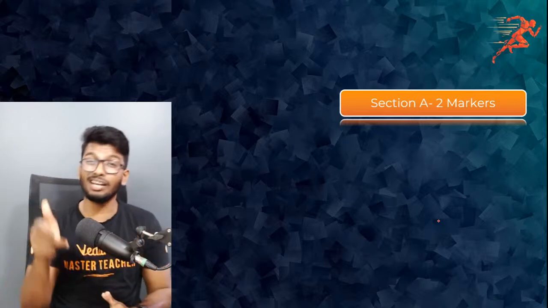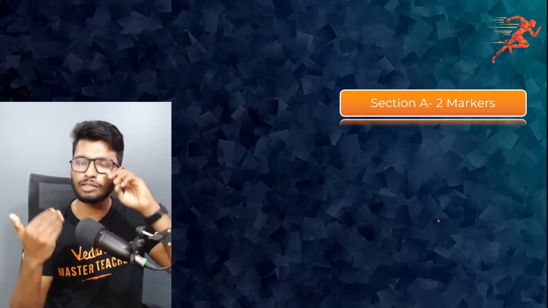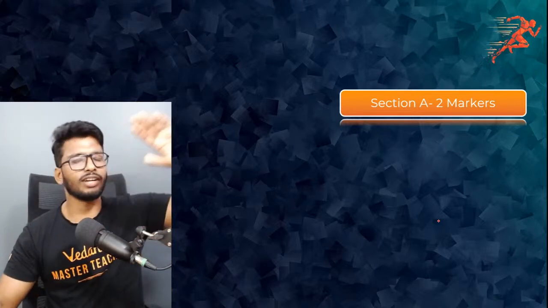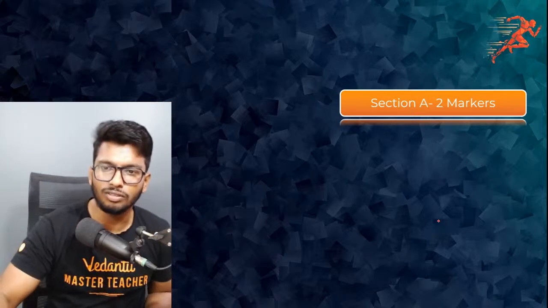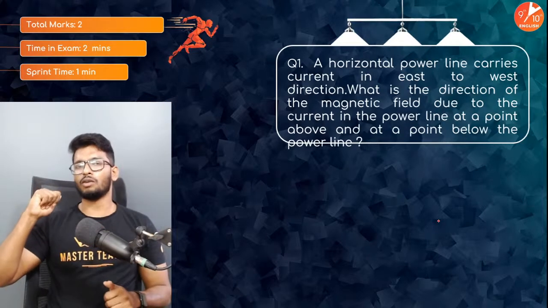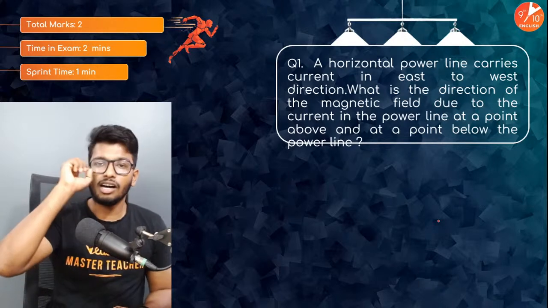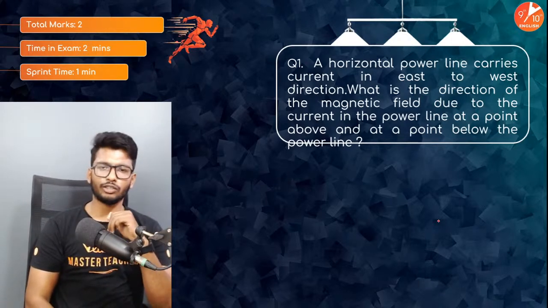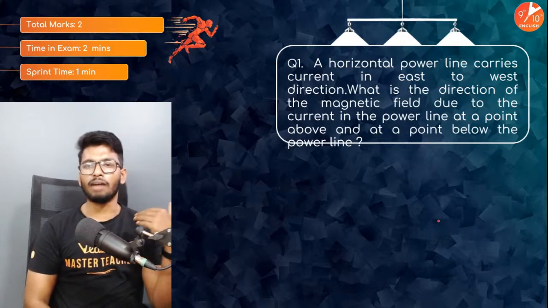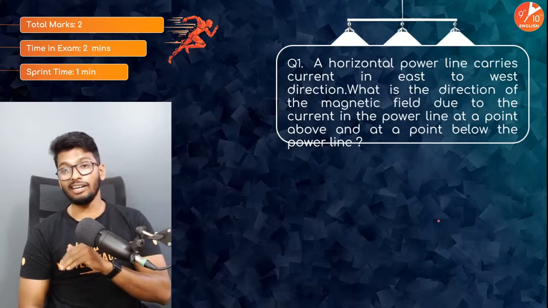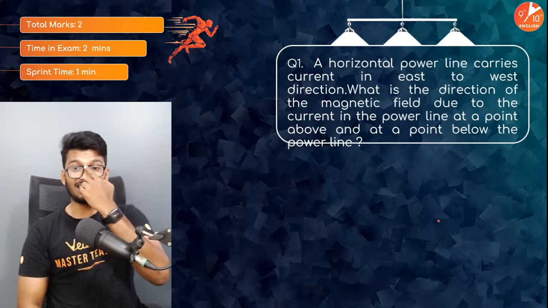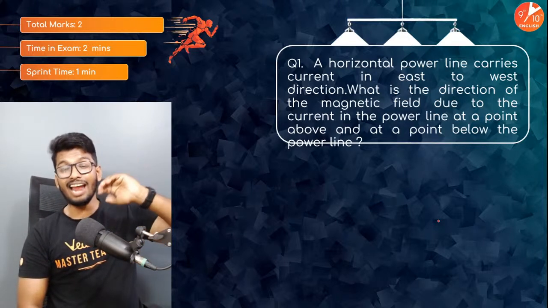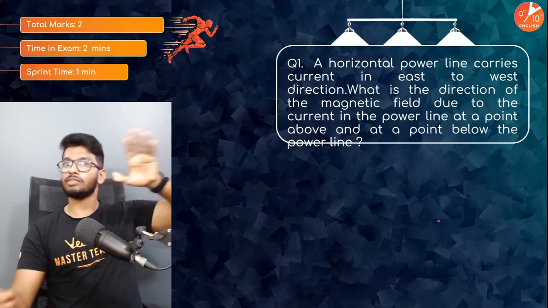3 markers is going to be a little bit harder. You have to explain a little. And 5 marks though, you have to write the entire Mahabharat in order to get those 5 marks. So let's start with the 2 mark question. A horizontal power line carries current in east to west direction. What is the direction of the magnetic field due to the current in the power line at the point above and at the point below the power line? This is the question, right?